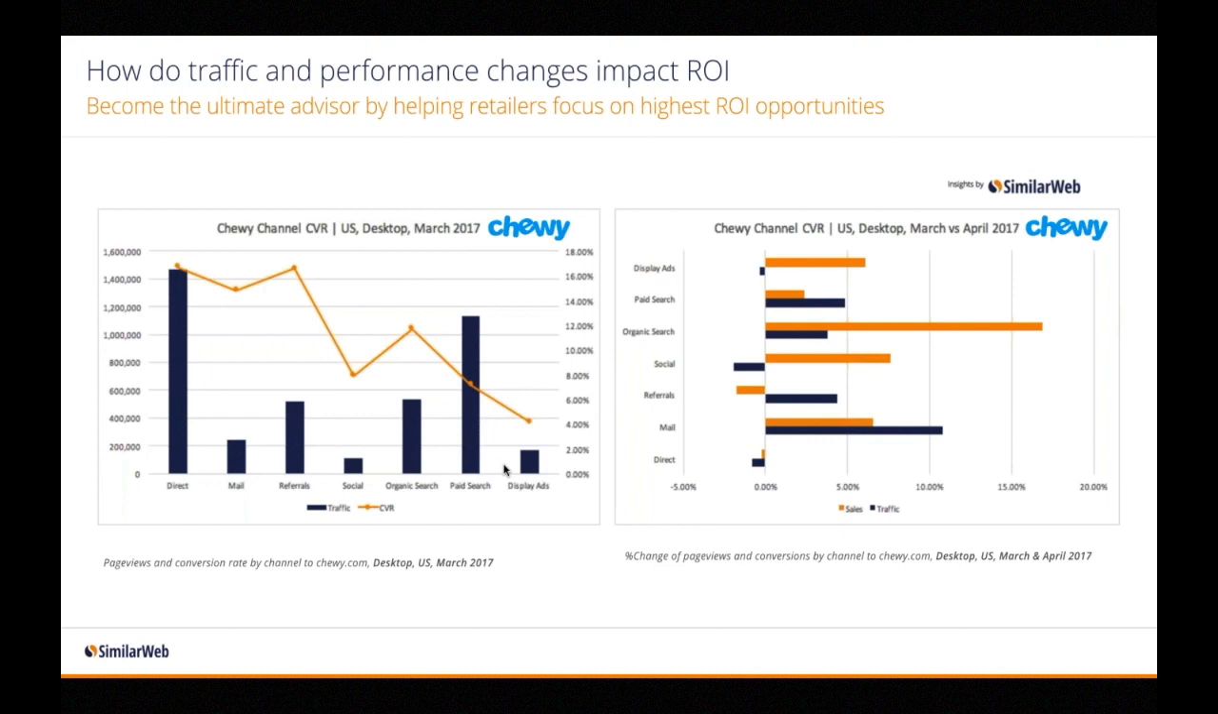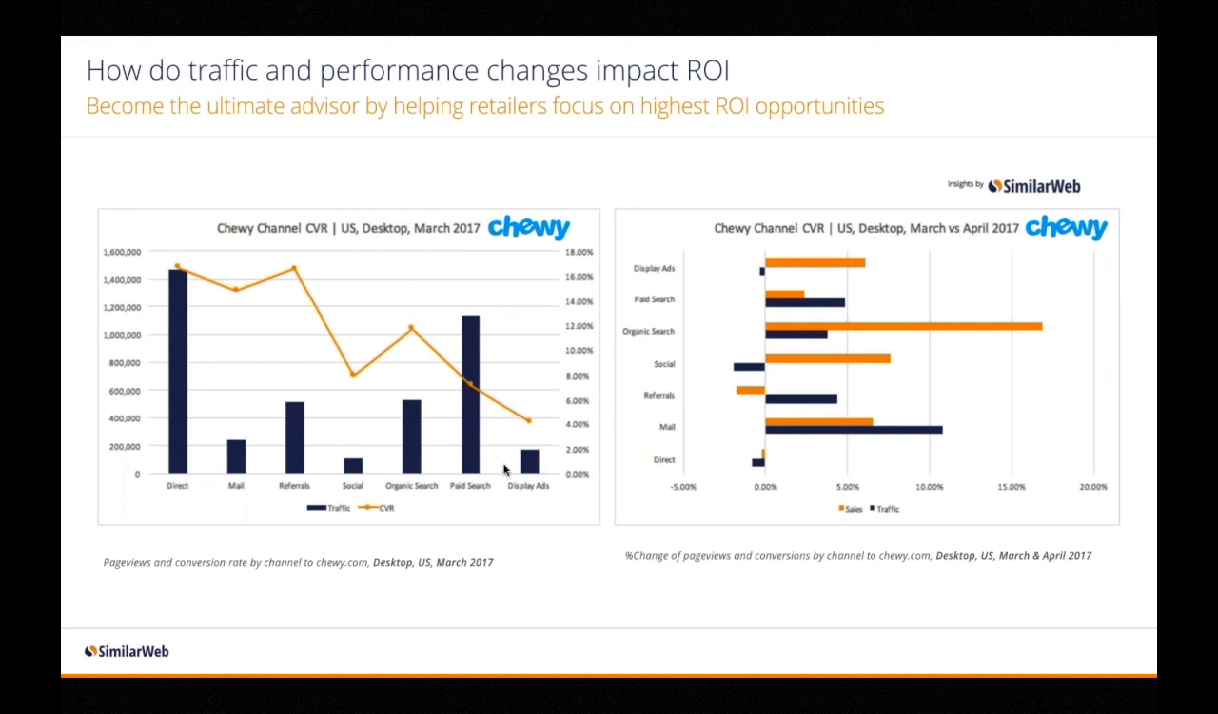We took essentially this graph for March and April, and we did the shift between traffic in blue and actual sales by channel, no longer conversion rate, in orange. And what you notice is a few things really jumping out at you. So organic search is the obvious one. So we can correlate an increase in traffic of about 4.5% to an increase in sales from organic of about 18%, which is phenomenal.